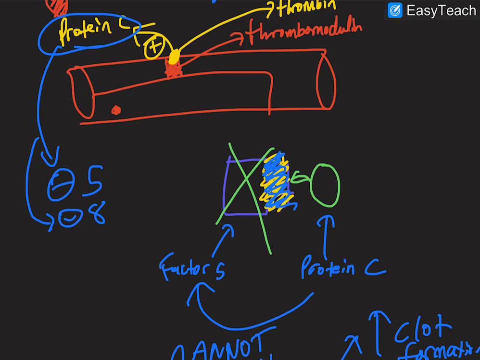So remember, in factor V Leiden, factor V can no longer be inhibited by protein C because the site where protein C normally cleaves factor V to inactivate it is mutated. So protein C cannot bind to factor V anymore. So factor V cannot be inhibited by protein C anymore. So you have more circulating levels of factor V, which means more thrombin formation, more fibrin formation, more clots, so hypercoagulability. All right.